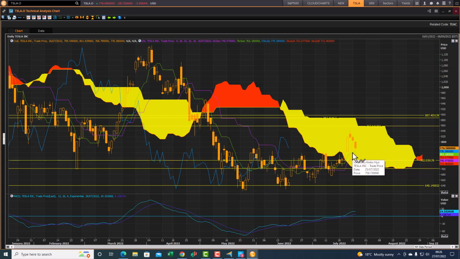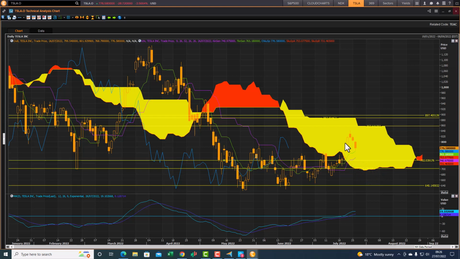The first stop here this week would be the turning line of the cloud. We'll see if support comes in at that zone, and then the standard line of the cloud. So there's a cluster of support here between 732, the standard line of the cloud, and then 702, the bottom end of the cloud chart support zone.